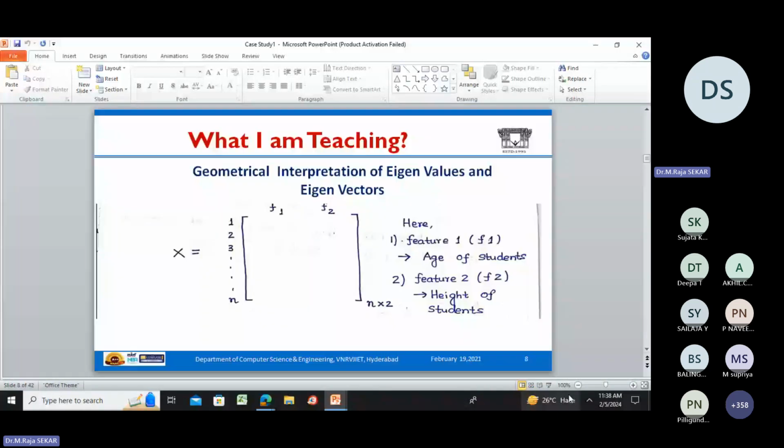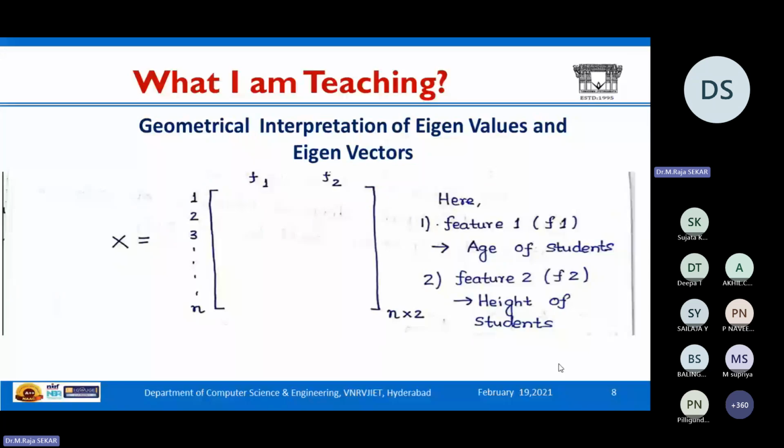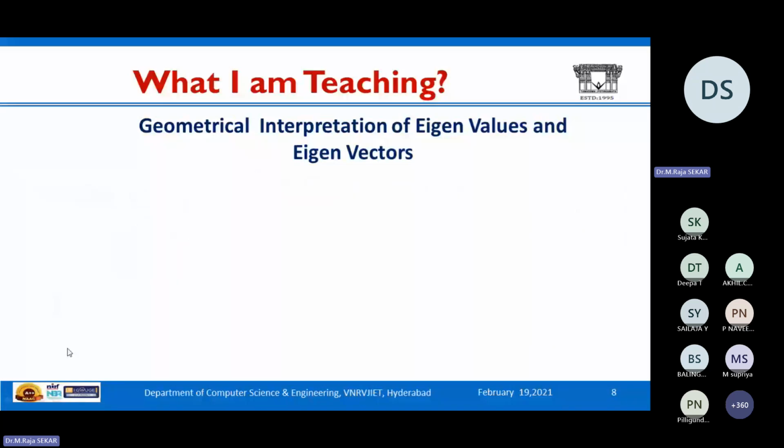Yes, what is this particular data set? Just see geometrically what it says. Here I have a matrix. Let's take a simple data set. What is the dimensionality of this particular data set? Can anybody understand what its dimension is?